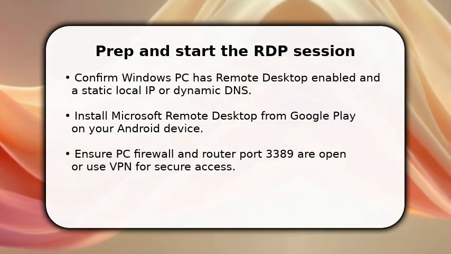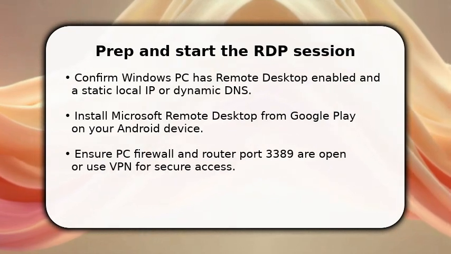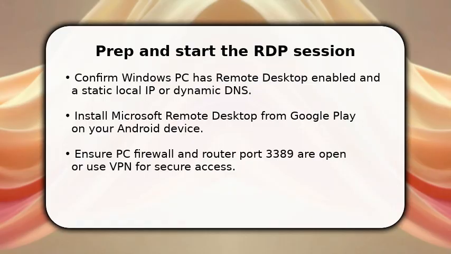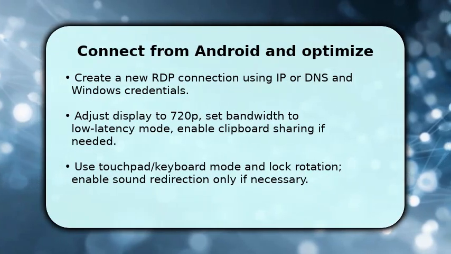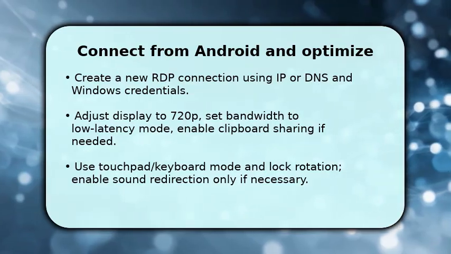Make sure the Windows user has a password. RDP won't accept blank passwords, and note the username and IP for the next step. Now, open Microsoft Remote Desktop and add a new connection. Enter the host IP or DNS name and Windows credentials.